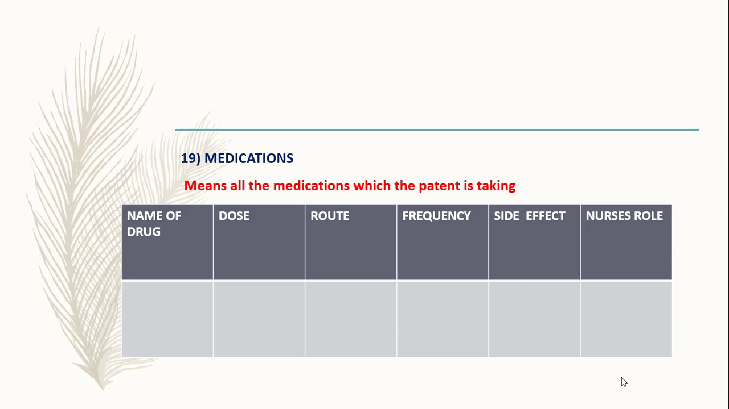You have to list out all the drugs the patient is taking, and what the dose is, what the route is, what the frequency of the drug is, what all the side effects of the drug are, and what the nurse's role is, that you have to specifically mention under this medication history. And this information also you can get from the case sheet and also from the nurses and the informant.